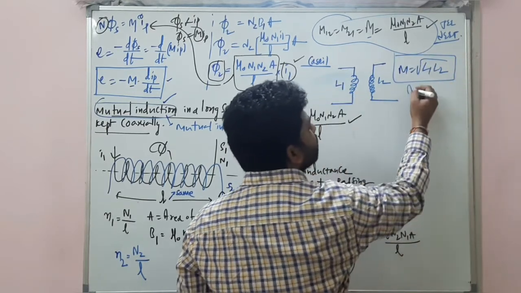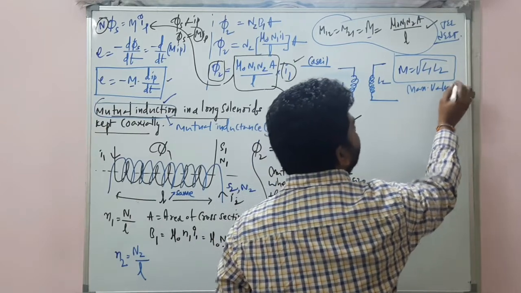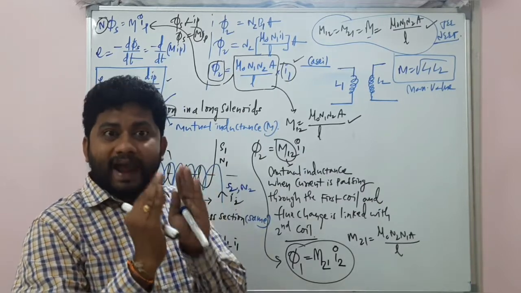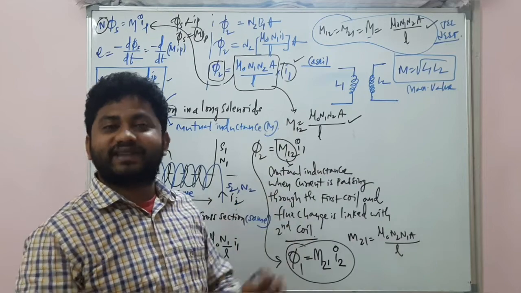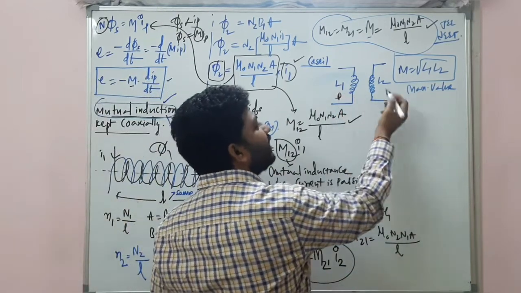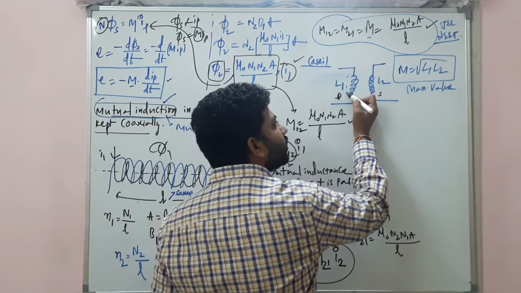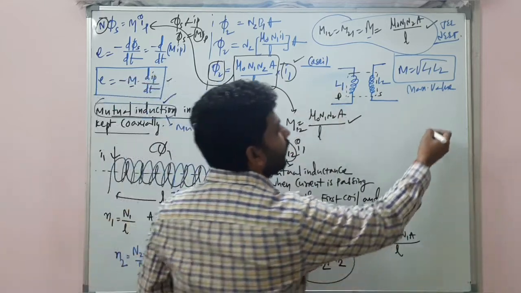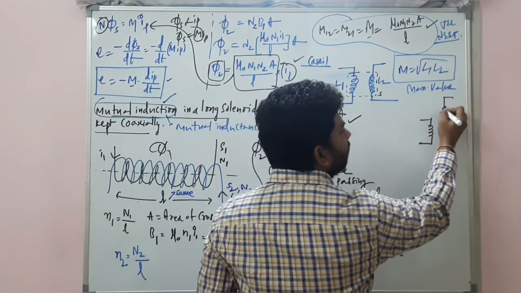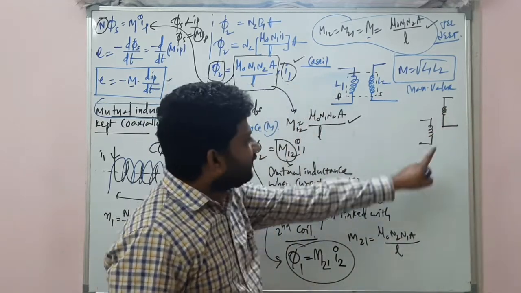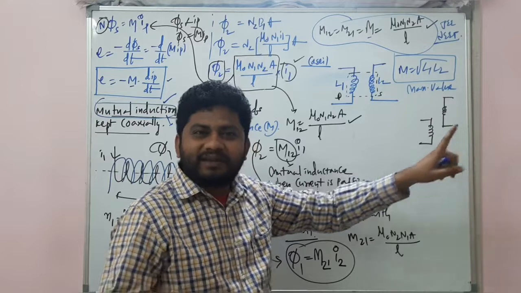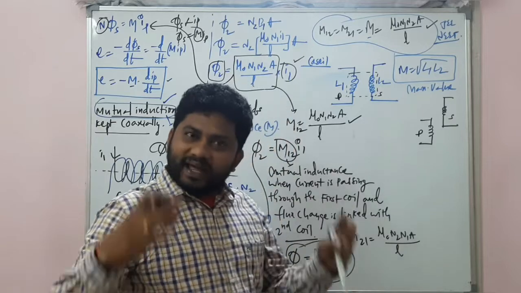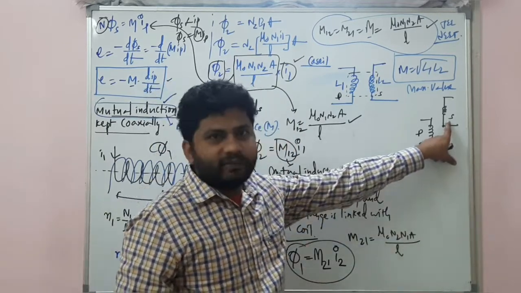Remember, my dear students, this is the maximum value of mutual induction, because they are kept very close and maximum flux change is linked in the secondary coil. If you consider one the primary coil and the other the secondary coil, you can see both are kept in this way. And they are not kept in this way. Listen. When you keep the two inductors in this way, maximum flux will not be linked in the secondary coil. It is 100% sure that maximum flux will never be linked with the secondary coil.